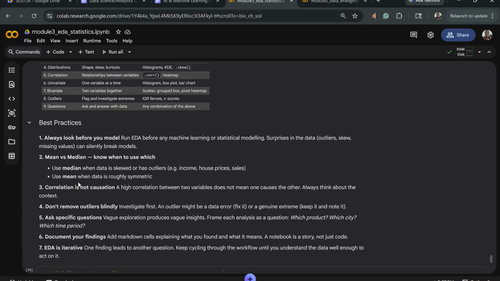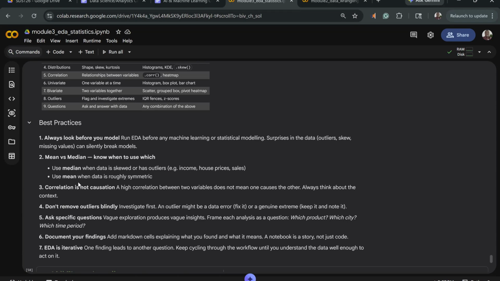Always know, and don't conclude anytime you see correlation, don't conclude it's a causation. A high correlation between two variables would not mean it's causing the other to push up or to push down. Always think about other contexts that might be related. Don't remove outliers blindly. Investigate first.